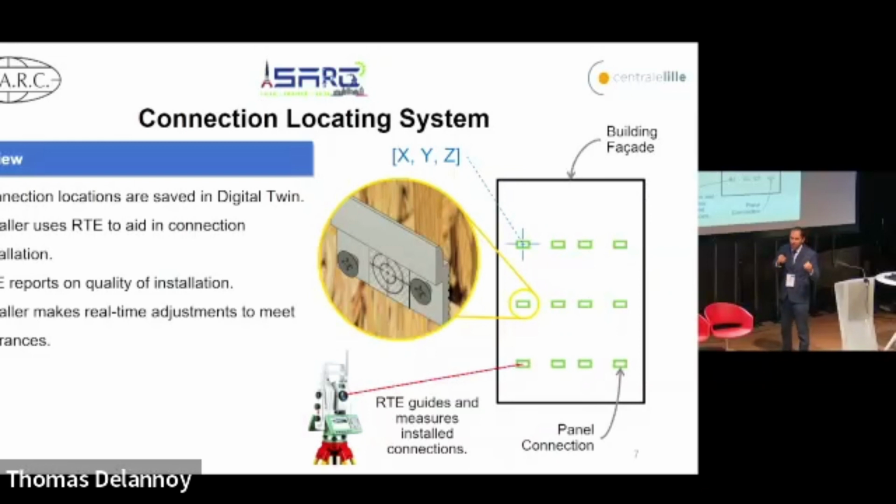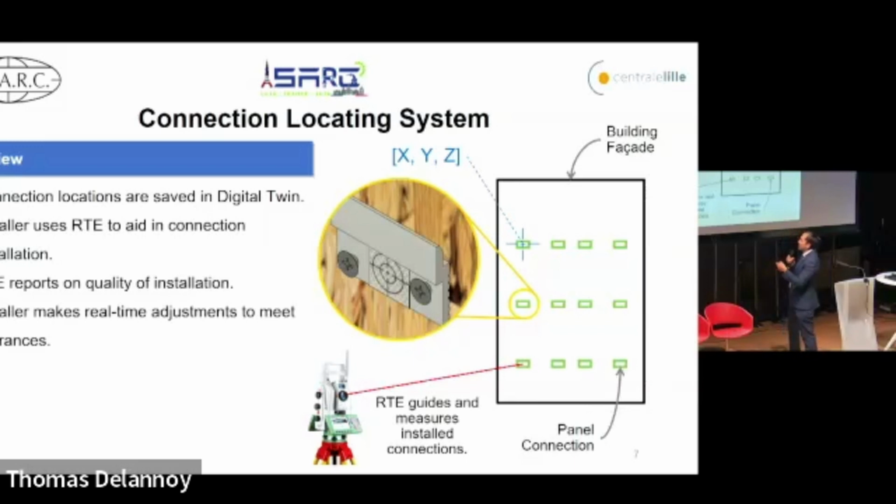So once you have the digital twin with the as-built dimensions, the architect or the civil engineer or whoever is designing the system needs to decide how many connections they need and where the connections should be. That information is saved in the digital twin such that the real-time evaluator can point towards it and calculate errors.